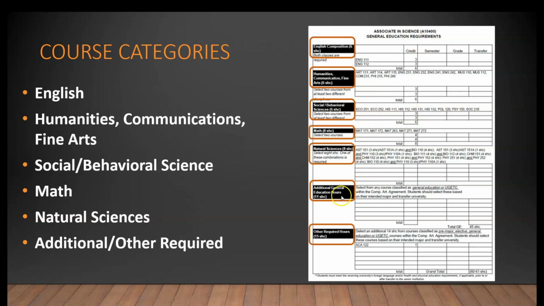You'll also see that there are two other categories, additional general education hours that are required and your other required hours. This is going to be your general ed, UGETC, and pre-major elective classes. We're going to go into more detail into those categories in just a few minutes.